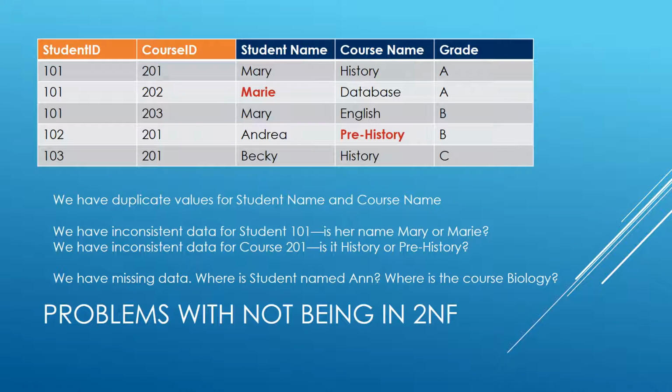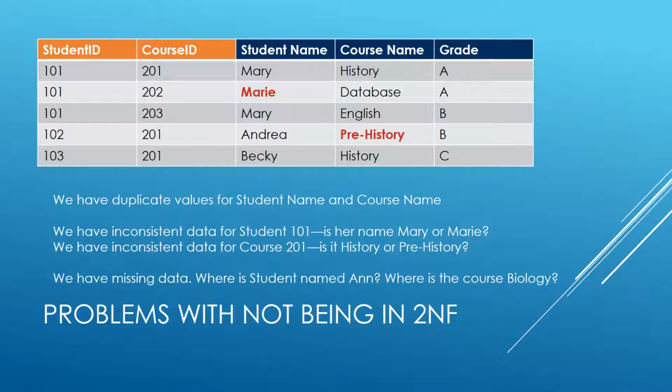So what are some of the problems with not being in second normal form? Well, we have duplicate values for student name and course name. If you notice, student Mary's name is stored multiple times, and course history is also stored multiple times.